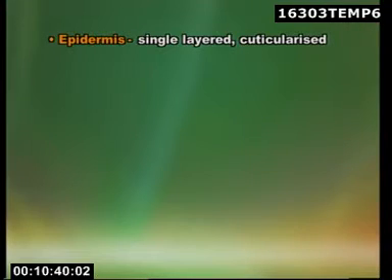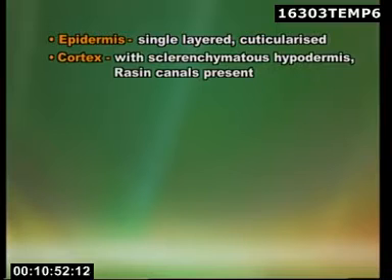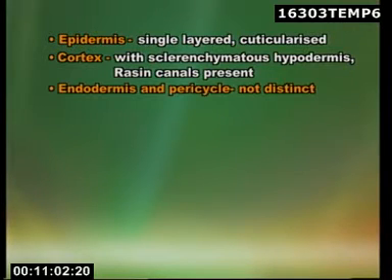The outermost layer of the stem is epidermis, which is single layered, but remember it is cuticularized. That means it is meant for retarding transpiration because it is a xerophytic plant. Next comes the cortex, which is sclerenchymatous, that is also a xerophytic character. Resin canals are found in the cortex of Pinus stem. Then endodermis and pericycle, which are not very distinct.